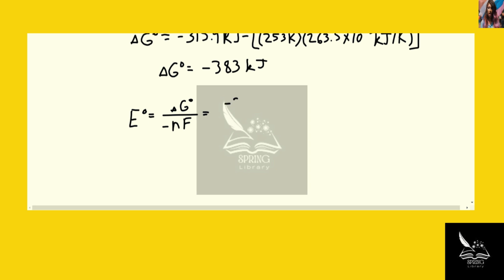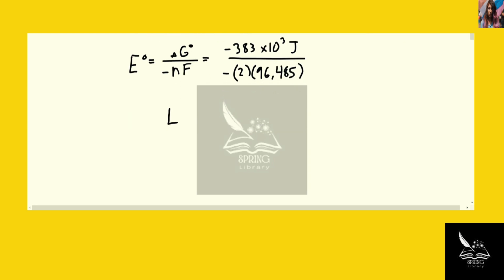So that's negative 383 times 10 to the third joules divided by negative n, and we see that 2 moles of electrons are transferred in the overall reaction, times Faraday's constant, 96,485 coulombs per mole of electrons. And so when we plug in those values, we should find that the standard cell potential comes out to a value of 1.98 volts.